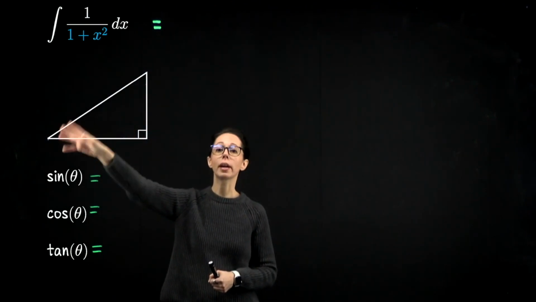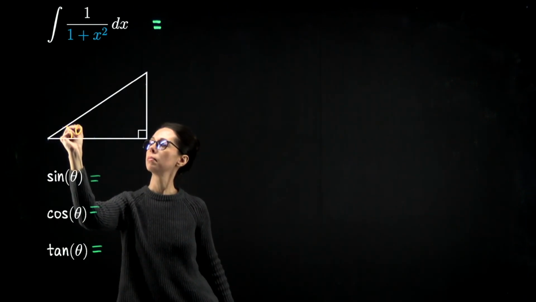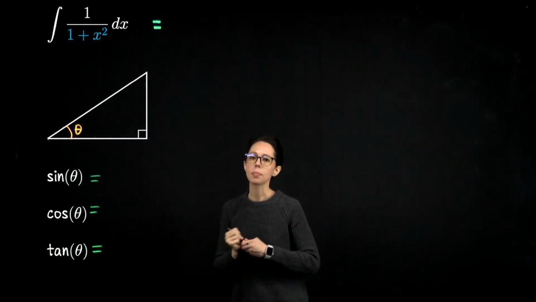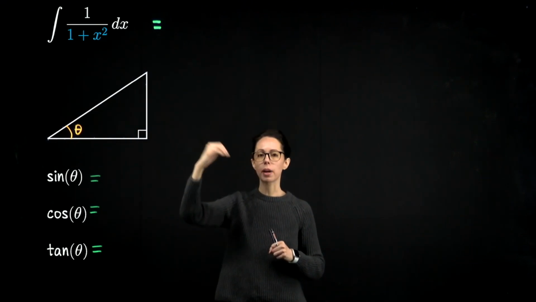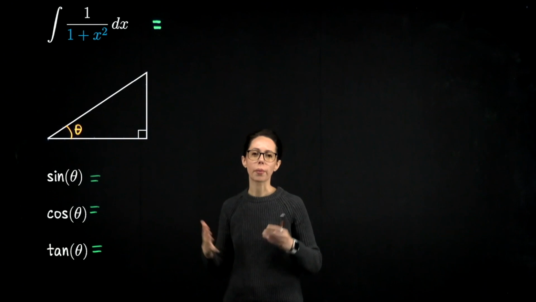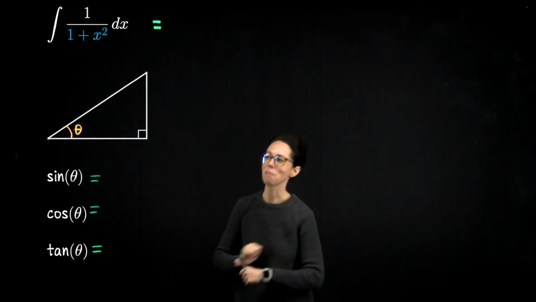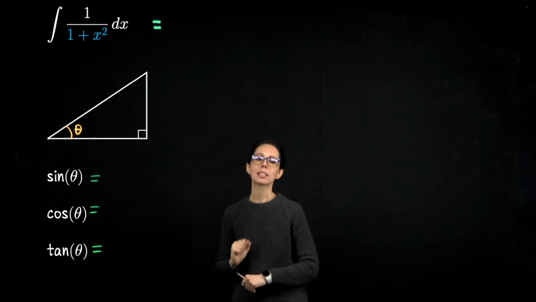Okay, so here are the guiding principles. I'm going to start with a right triangle. This we'll call angle theta. And we're going to substitute into this integral expressions with theta. So it's kind of like a u substitution where we switch from x to u. Here we're switching from x to stuff with theta, basically. Okay. Then we have 1 plus x squared.